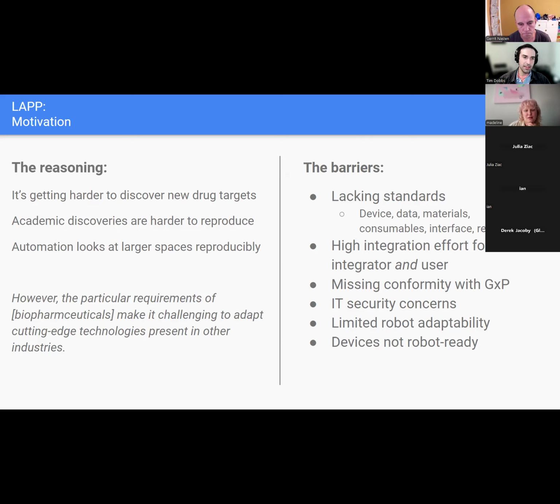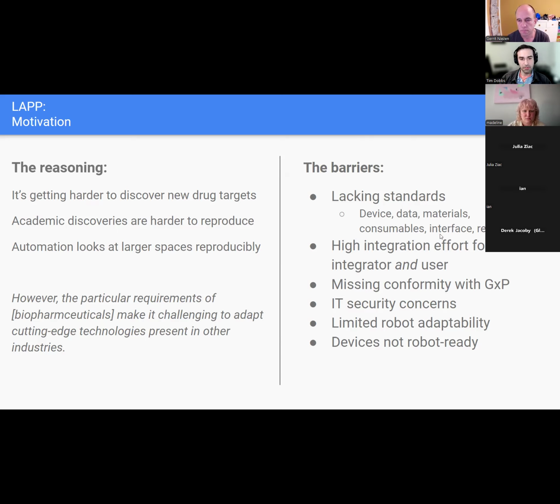Basically, every paper has to talk about why I spent 2 years on this. What they're saying is, well, it's getting harder to discover new drug targets. The low-hanging fruit's gone. Additionally, reproducibility is a real challenge, especially in academic environments. So it would be good to automate more because automation both lets you explore larger spaces to discover more things and do that reproducibly, at least in theory.